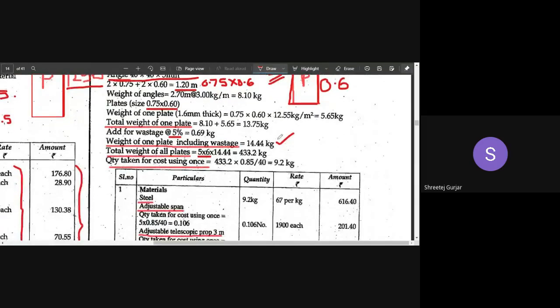So multiply that by the kg weight. The weight of each panel you can multiply, and you will get the total kgs that is required.